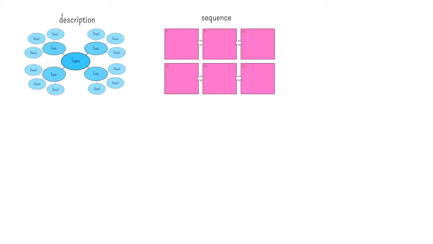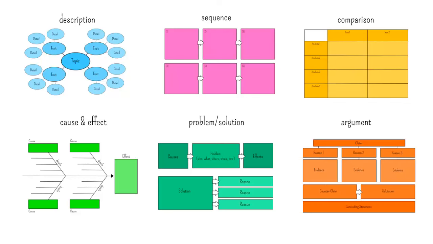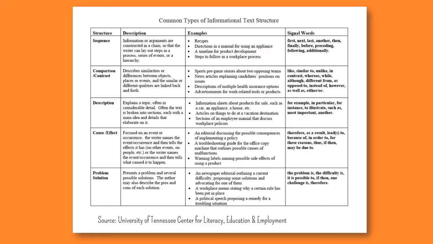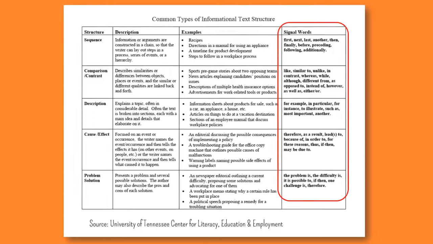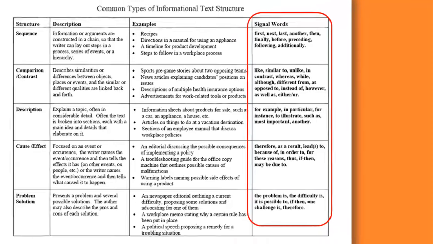Experts often recommend that you start with the simpler structures, like description and sequence, and then move on to more complex ones like comparison, cause and effect, and problem solution. These are the five most common text structures, but I'm adding the argument structure as well, since so many students will use this to develop writing pieces in the later grades. As you teach each structure, also teach its signal words, words that are commonly used in that structure so that students get better at recognizing them. Charts like this one provide lists of signal words for each structure. To help students recognize these, have them underline the words as they come up in a passage.